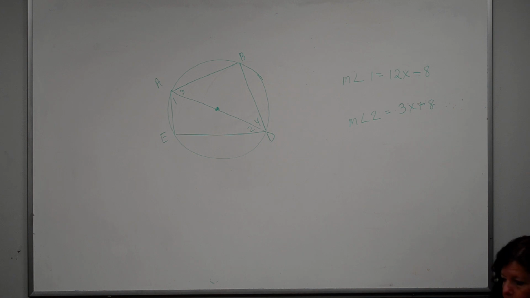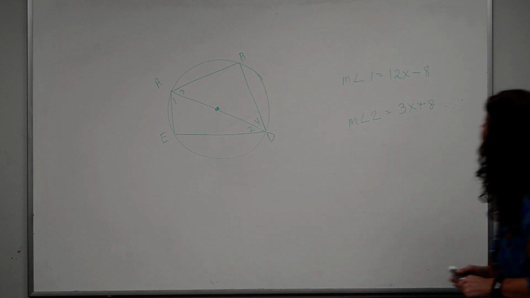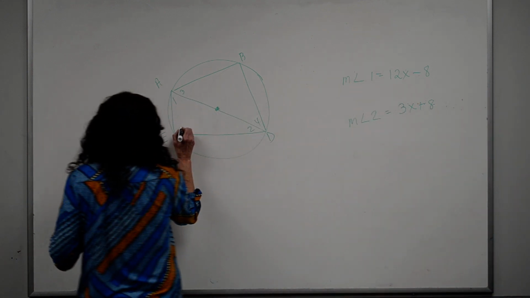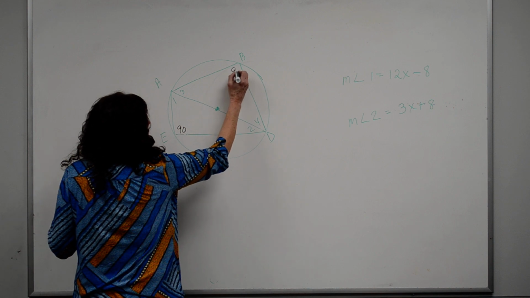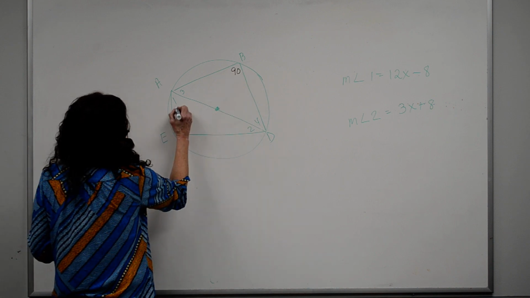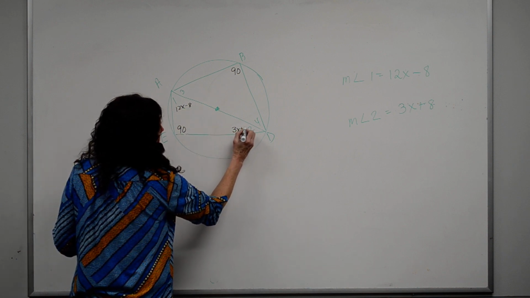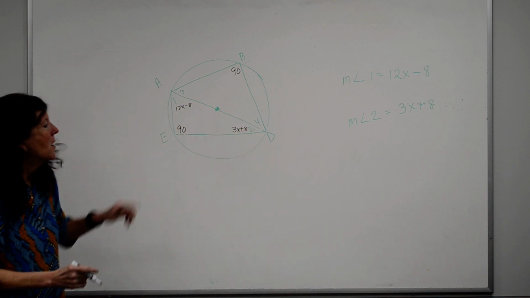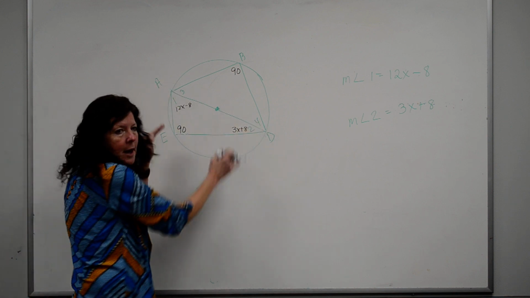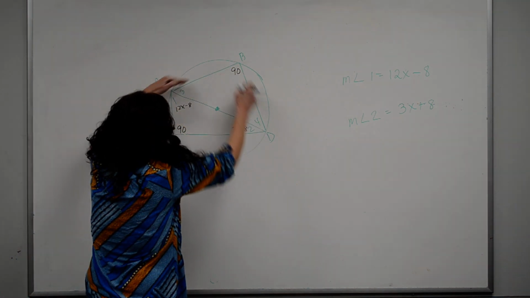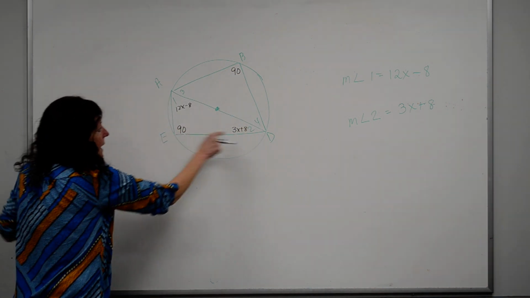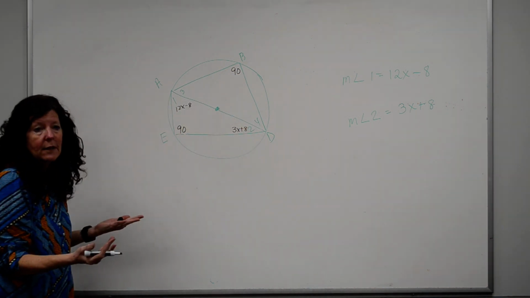I did something wrong. I wrote it again. That has to be 90, because it inscribes a semicircle. These three together have to equal 180.